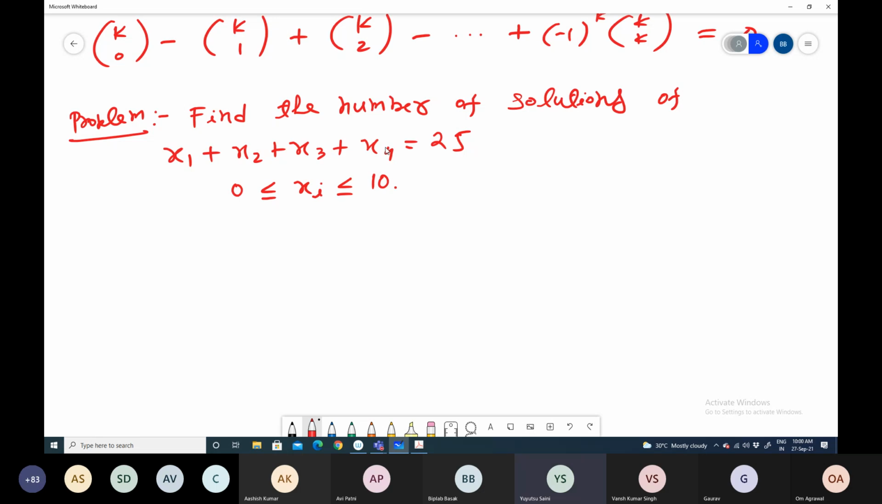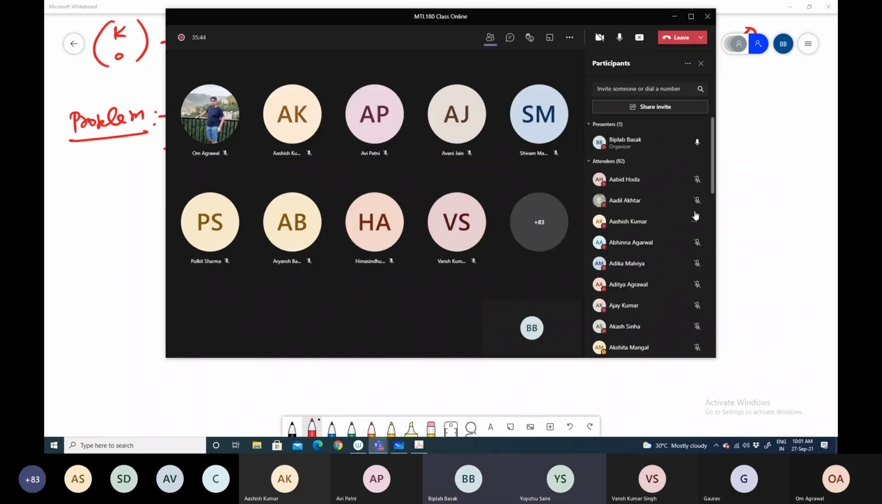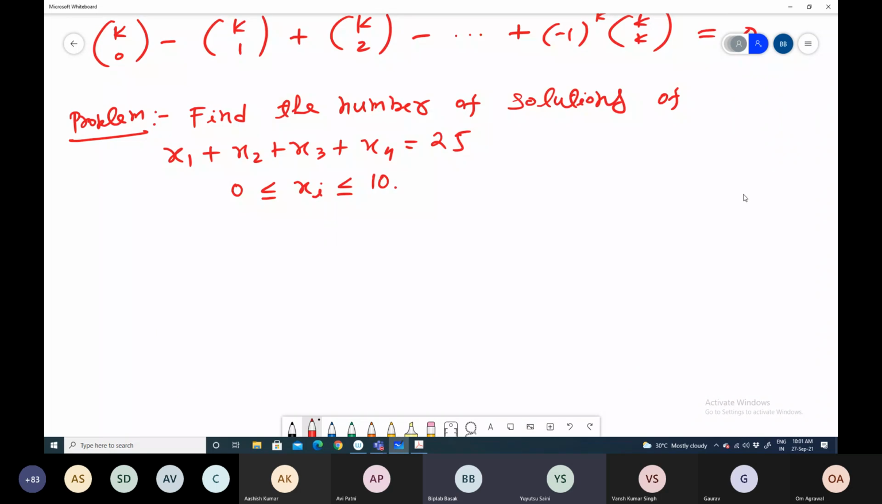Sir, the multiset will contain 10 elements of one kind. Then I think we can solve this. So we can count the number of solutions where x1 is greater than or equal to 11, and similarly another solution set where x2 is greater than or equal to 11.